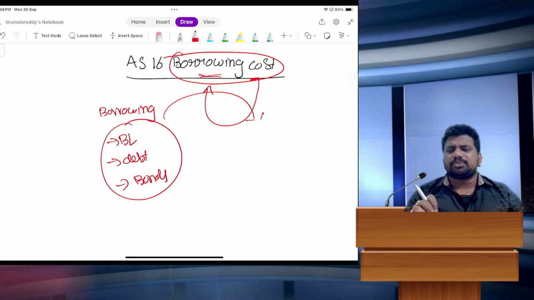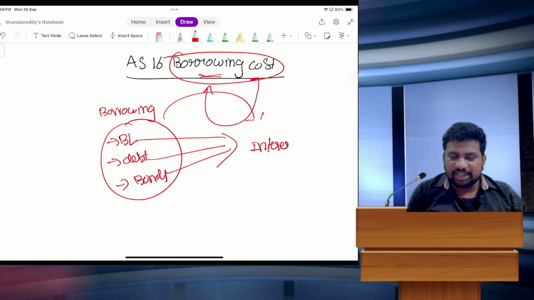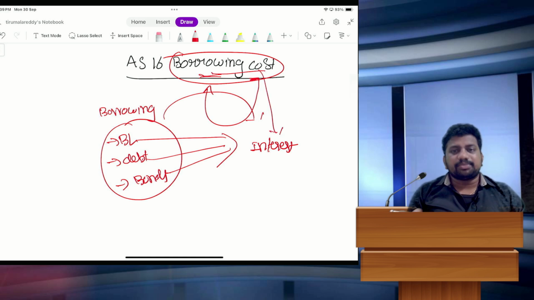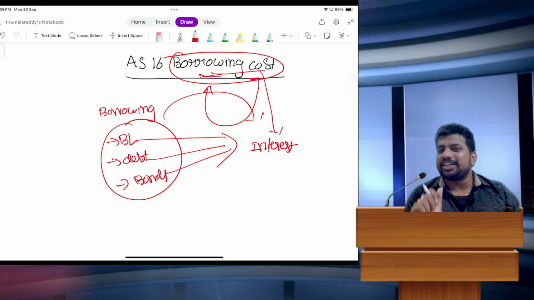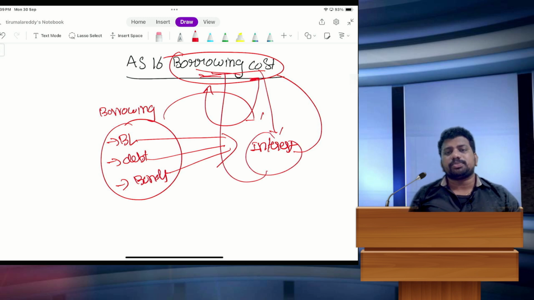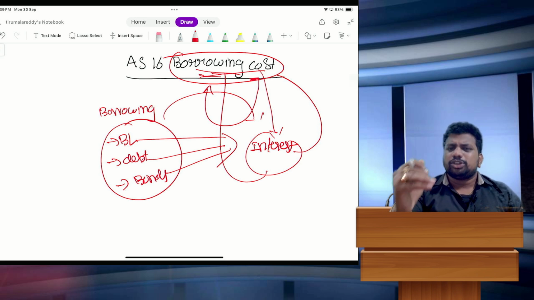So what would be the cost that a company might incur when it is going for borrowing? Obviously on this bank loan or debt or bonds, it has to pay something called interest. So in simple terms, borrowing cost implies interest. But the chapter name is not interest. If the chapter name were interest, we would be discussing purely from the interest point of view. But here he is not using the word interest, he is using the word borrowing cost. That means interest is one of the components of borrowing cost. Along with interest, there are a few more points that form part of borrowing cost. We'll discuss them one by one.